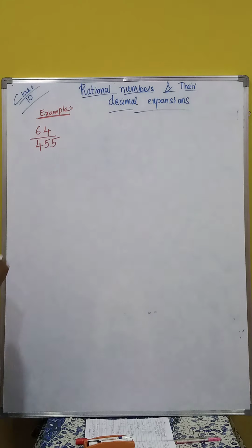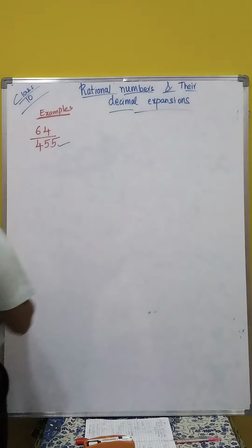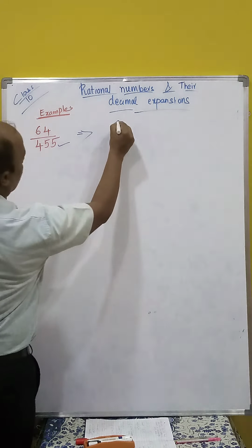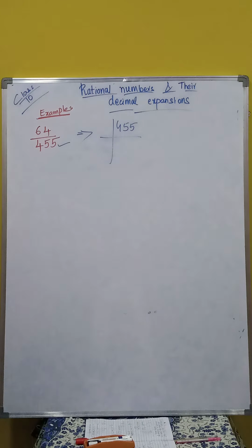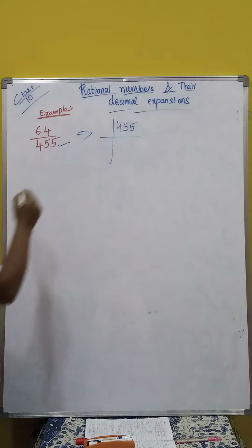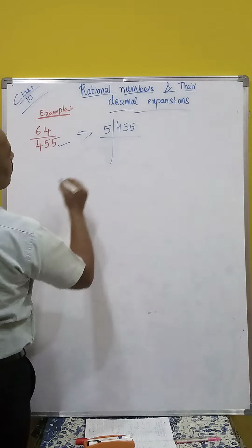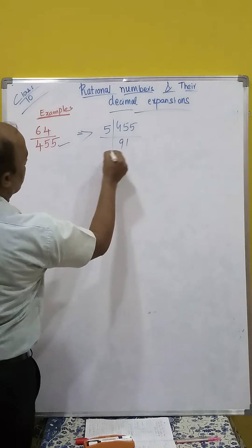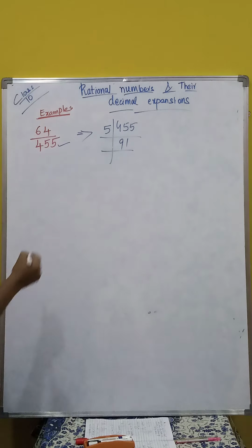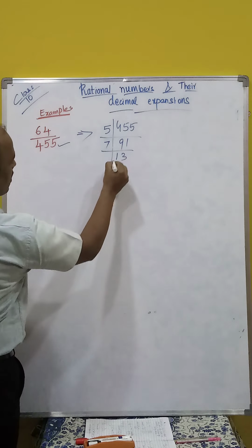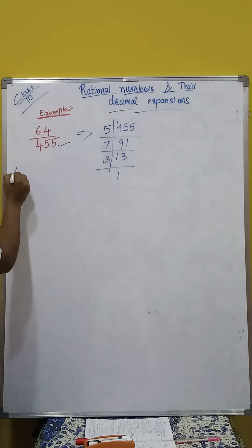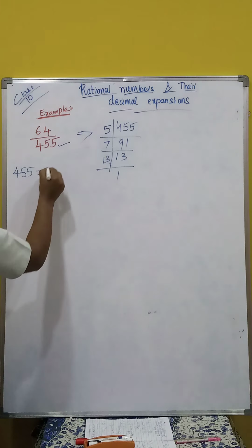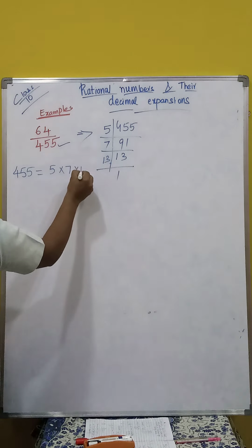Students, now we will solve one more example, that is 64 by 455. Here denominator is 455. First write in factors form. 455, as the last number is 5, we will go with the 5 table. 5 9s are 45 and 1s, again 7 table, 7 13s and 13 1s. I think all are prime numbers, 5, 7 and 13. 455 is equal to 5 into 7 into 13.